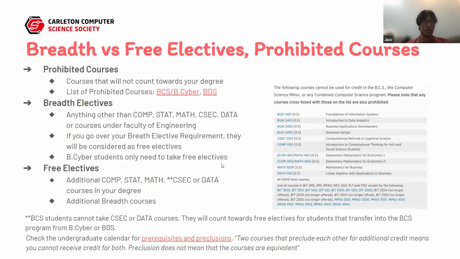And as a note, Bachelor of Computer Science students cannot take CSEC or data courses. They will count towards your elective credits if you transfer into the computer science program from one of the other degree programs, but they're restricted to people in the cybersec program and data science program, respectively. And you should always, again, check the undergraduate calendar for all the requirements around prerequisites and prohibited courses. Another concept is course preclusions. When a course precludes another one, it basically means that, again, they're too similar to each other, so you cannot take both for credit. So if you've taken one, then you're not going to get credit for another course that it precludes.